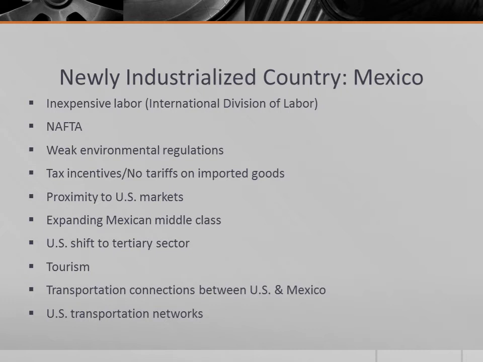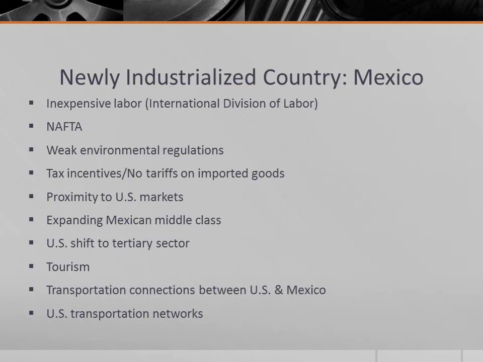Again, this is a nice little snapshot for Mexico. And then we would have to tailor it just a little bit to the specific situations in China, in India, in Brazil, and several other countries. All right. But these are some of the reasons why Mexico is industrializing now, because of those export processing zones that are inviting industries in.